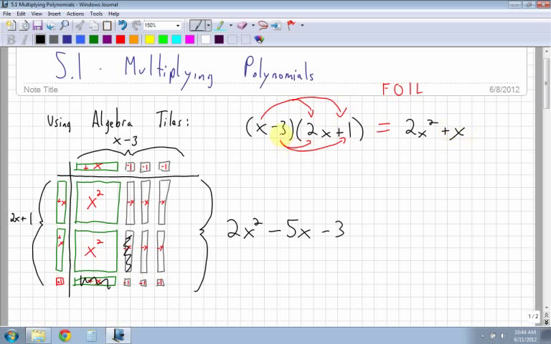Next thing I have is on the inside I have a negative 3 times a 2, which is a negative 6x. And finally on the outside I have a negative 3 times a 1, which is a negative 3. So if I combine like terms here, I have an x term here, a plus 1x, and a minus 6x. So I end up getting 2x squared minus 5x, because plus 1 minus 6 is negative 5, minus 3. Notice I get the exact same answer. It's just this is a pictorial form, like a picture, and this is an algebraic way of doing it.